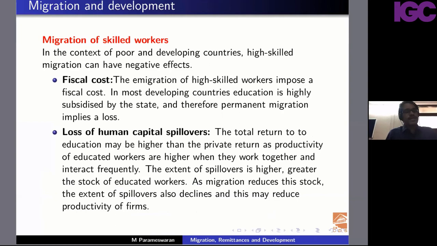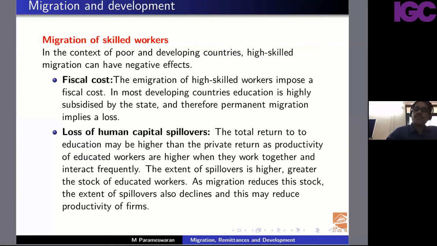there are some sectors where, particularly for the poor and underdeveloped countries, skilled migration is sometimes a problem. For example, in most of the poor countries or developing countries, education is highly subsidized, particularly higher education. So if people are moving out of the country, it means that it is a loss to the exchequer.